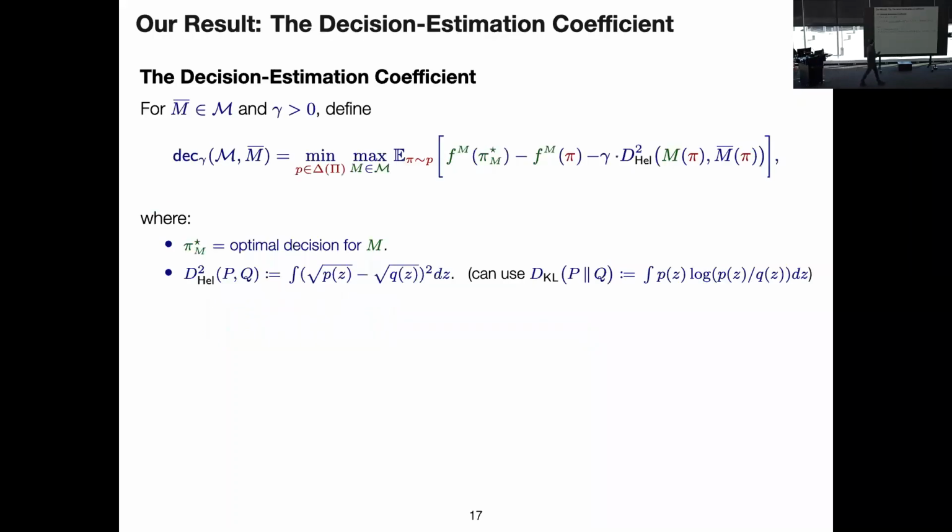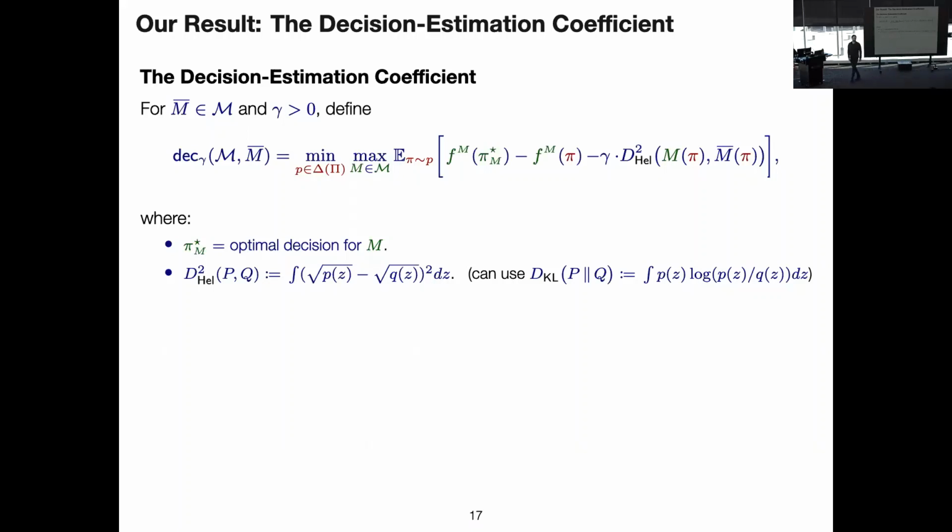Okay. What I'm displaying here is this complexity measure that we call the decision estimation coefficient, or the DEC. There's a lot going on here, so I'll walk through step by step and start building some intuition. This DEC is a complexity measure that has 3 parameters. It depends naturally on our model class script M. It depends on what I'll call a reference model, M bar, which will be in this class. And it will also depend on a scale parameter, gamma. We'll explain what all these things mean.